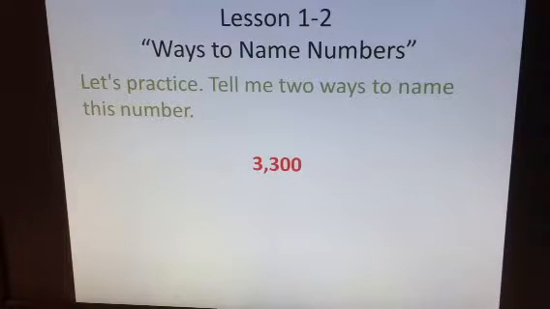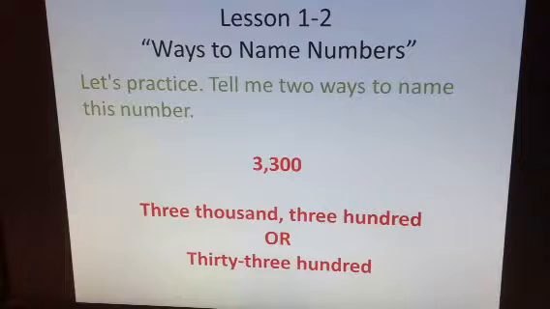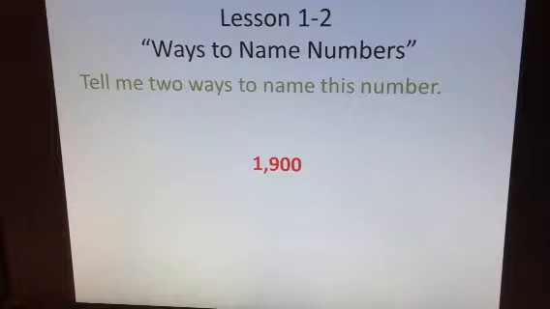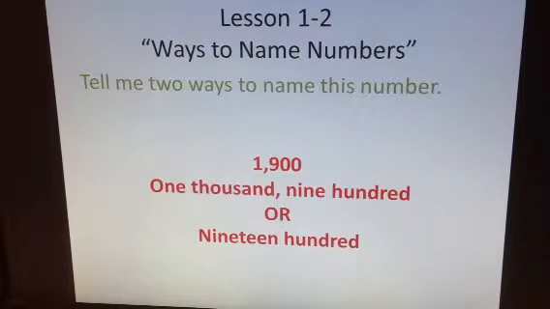Let's practice. Tell me two ways to name this number. This number could be called thirty-three hundred, or it could be called three thousand, three hundred. What are two ways to name this number? This number could be called nineteen hundred or one thousand, nine hundred.